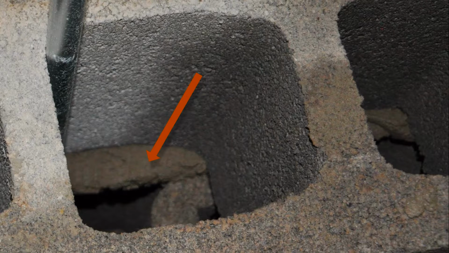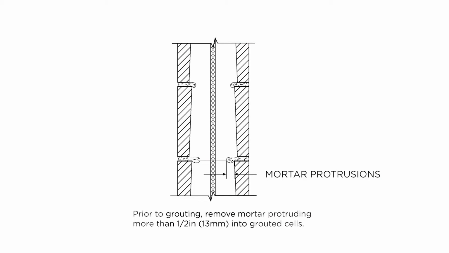The code requires that any mortar protrusions into hollow cells over 1/2 inch be removed if the cell is to be grouted. Grout placement requirements from building code assume that cells to be grouted are reasonably clear of obstructions. Removal of mortar protrusions over 1/2 inch helps to prevent voids in the grouted cells.